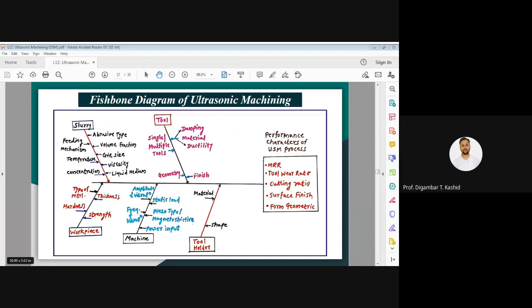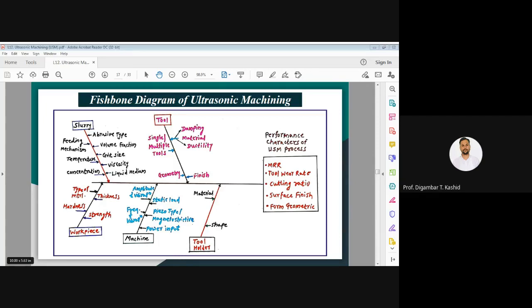Correct, I repeat once again. Depending on the hardness of the workpiece material, you have to select the type of abrasive particle. So hardness, that type of workpiece material, we need to consider. Then again, what is the thickness of the workpiece and what is the strength of the workpiece material. That will also affect the performance of the ultrasonic machining.